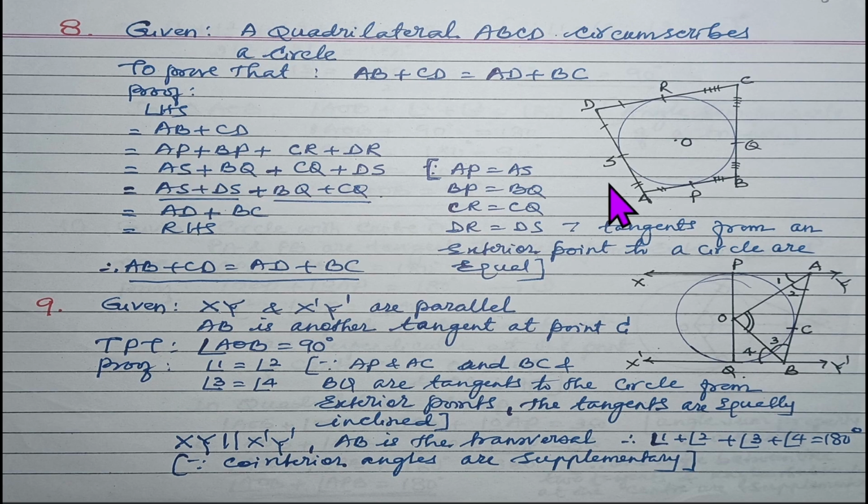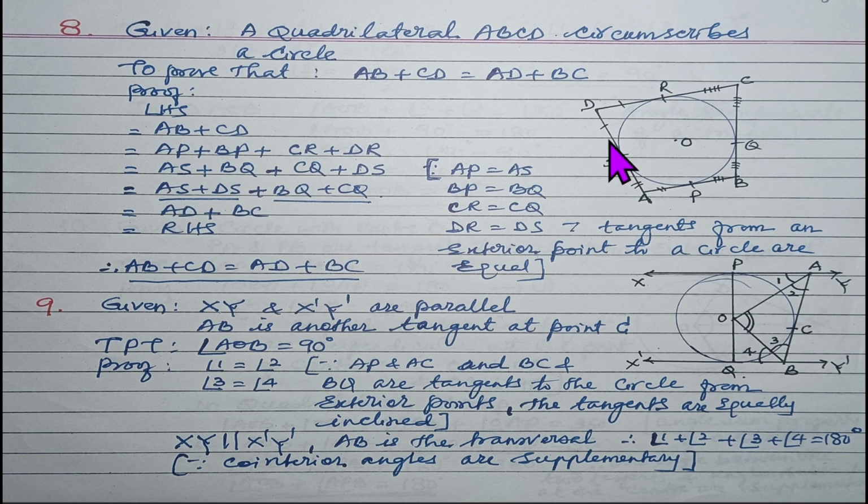Now replacing AP by AS, because AP and AS are equal, BP by BQ, CR by CQ, and DR by DS, we have got AS plus BQ plus CQ plus DS. Now AS is there, and also we have DS. So rearranging them, AS plus DS plus BQ plus CQ.